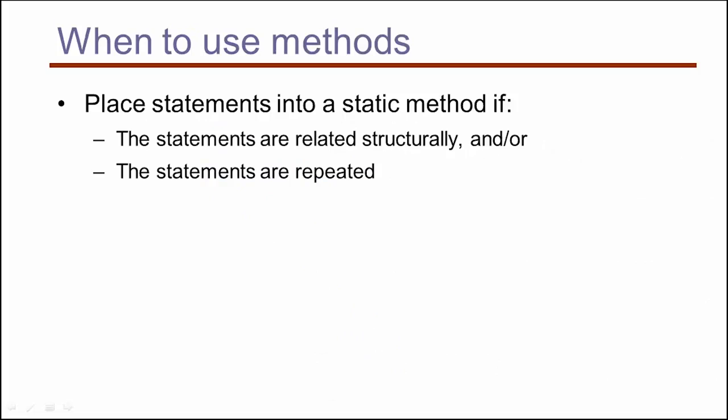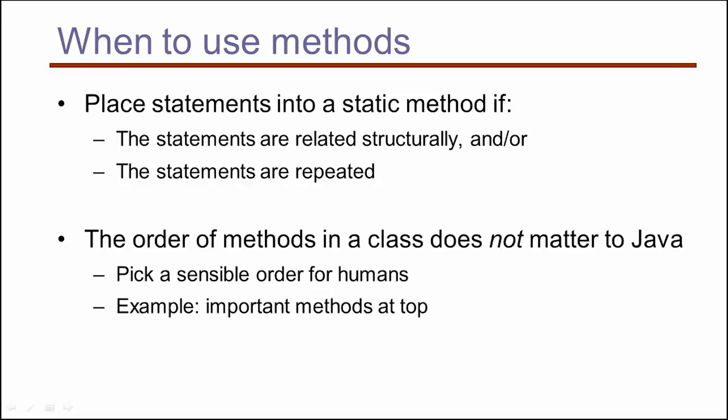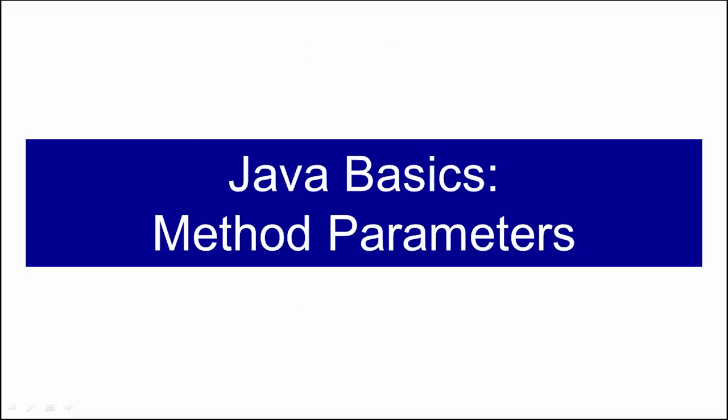So it is good to define static methods whenever we have a group of statements that are related structurally, such as building a wall in our Lego house, or to eliminate redundancy if we have statements that are repeated in several places in our code. Next, we will discuss method parameters.